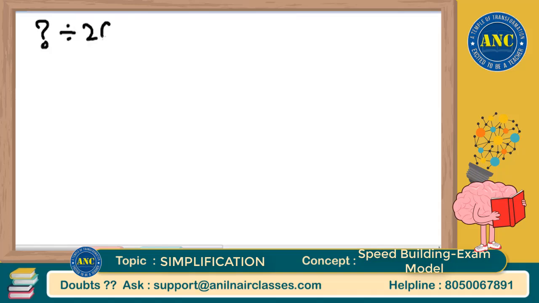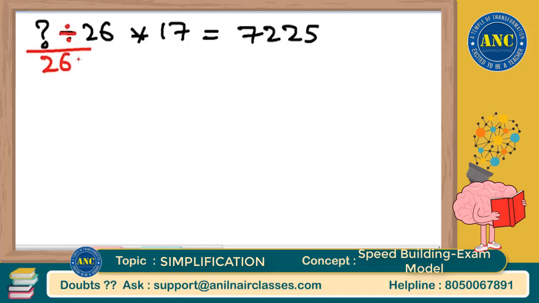Question mark divided by 26 into 17 is equal to 7225, right? Now see here, can I say that this divided by 26 is like this? If I cross multiply, it will go to the right hand side. Here it will finish off, here it will cancel. That means 26 I will write here.